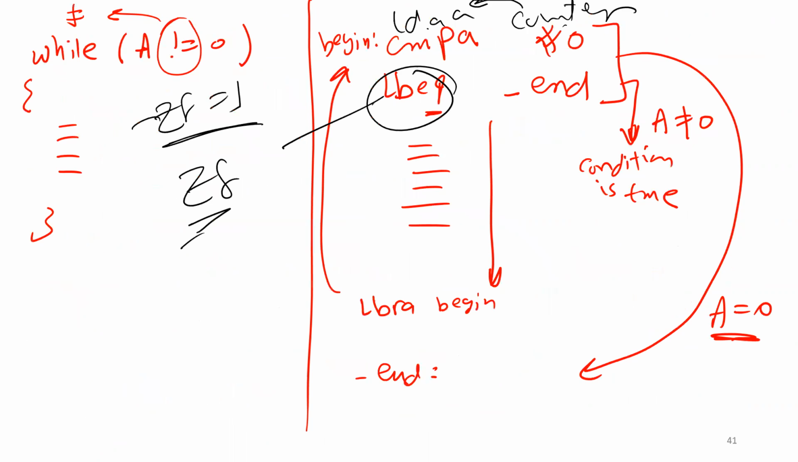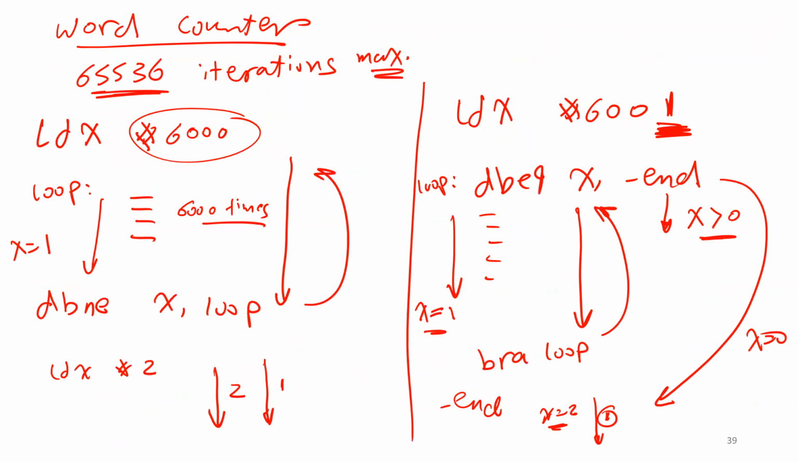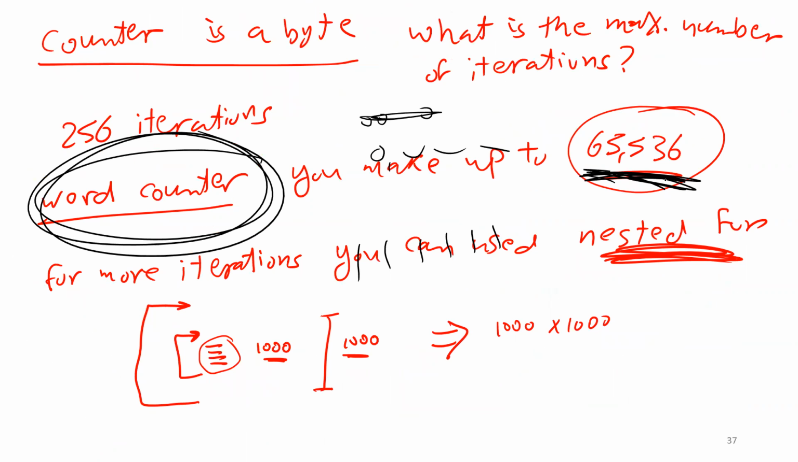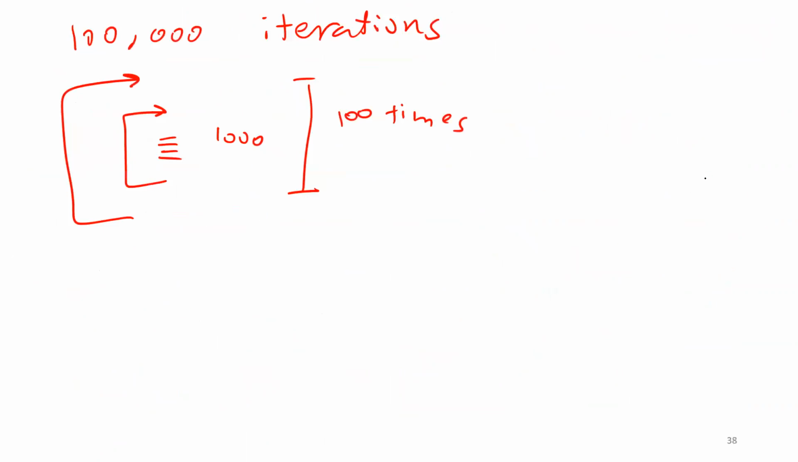Now, what if you need more iterations than 65,536? An easy way to do it is by a nested loop. Nested loop means a loop inside the loop.